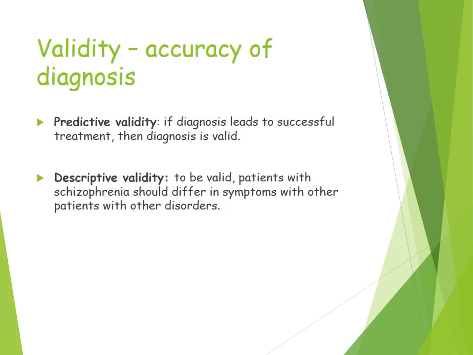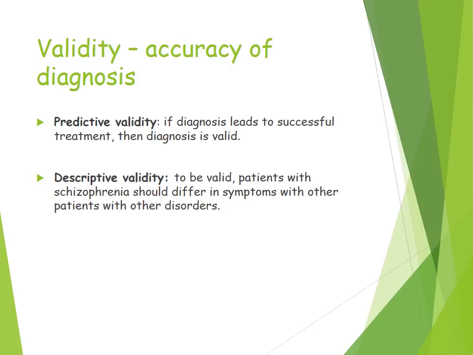Now, validity is to do with the accuracy of diagnosis. So are we accurately diagnosing a person with schizophrenia? So do they actually have schizophrenia? Now we can look at this in different ways. We can look at it via predictive validity.